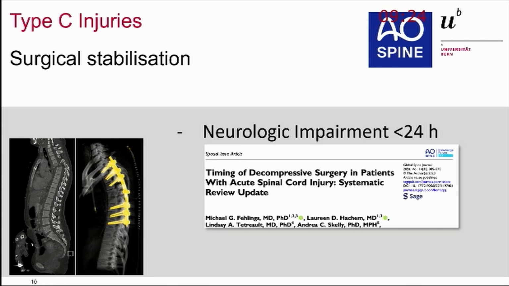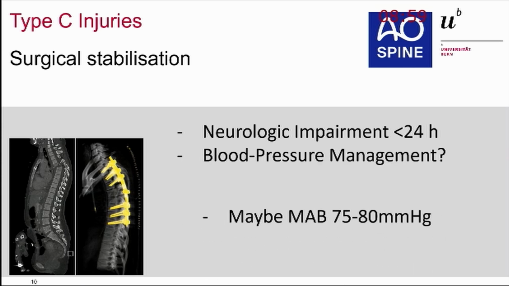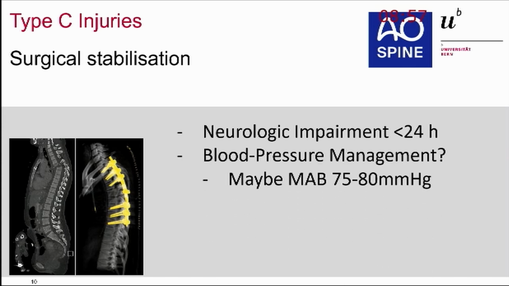The AO Spine just recently published guidelines based on a systematic review, and they say, and this is more or less common sense within all surgical societies that provide us guidelines, we would opt for surgery within the first 24 hours. Time is spine is one of those words that is out there. We want to be fast. Second thing, blood pressure management. The evidence for that is low.